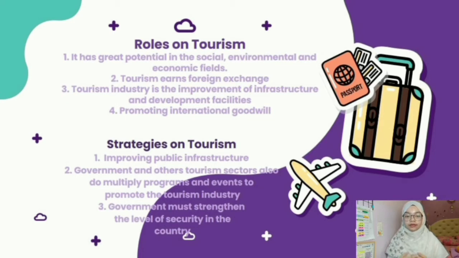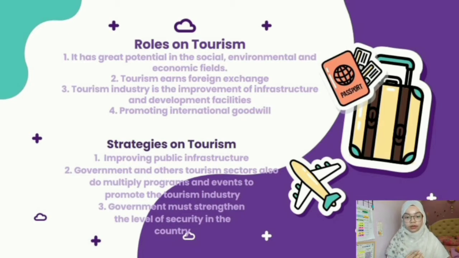The last one is the strategies on tourism. The first strategy on tourism is improving public infrastructure. The government plays an important role in equipping the public facilities such as transportation and communication networks in the country so that it can ensure the comfort of tourists to travel in the country.